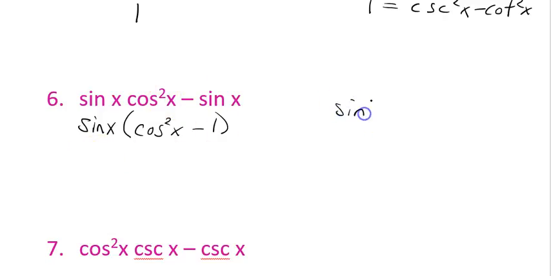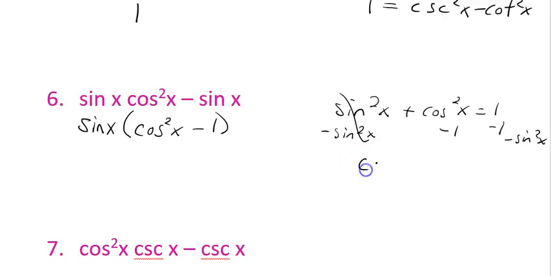Okay, well, check again. You have sine squared plus cosine squared equals 1 as that identity. I need it to be cosine squared minus 1. So I need to subtract the 1, but I also need to move the sine to the other side. So I'm subtracting sine squared. So I'm going to get cosine squared minus 1 on the left, but I'm going to have a negative sine squared on the right. So I can replace cosine squared minus 1 with negative sine squared.